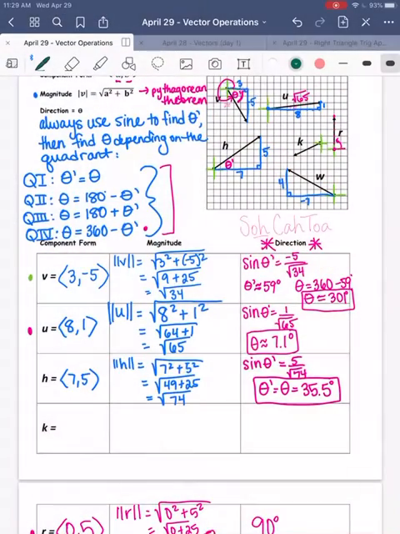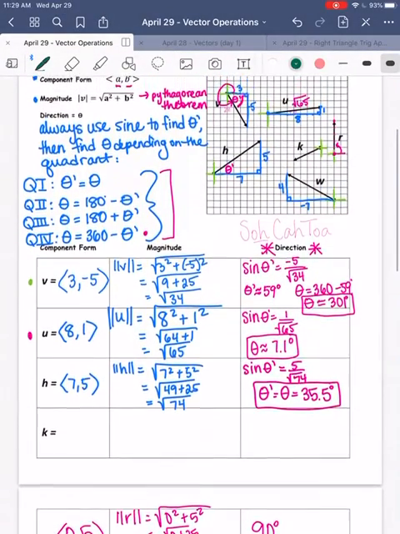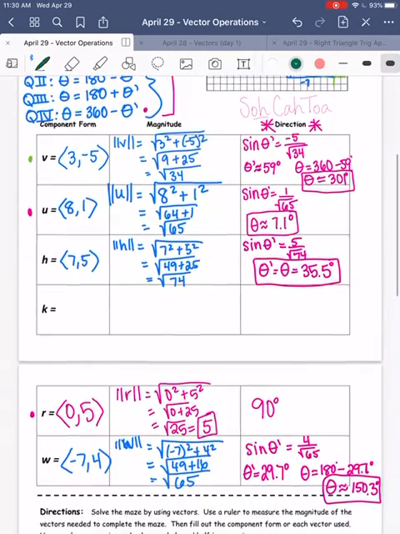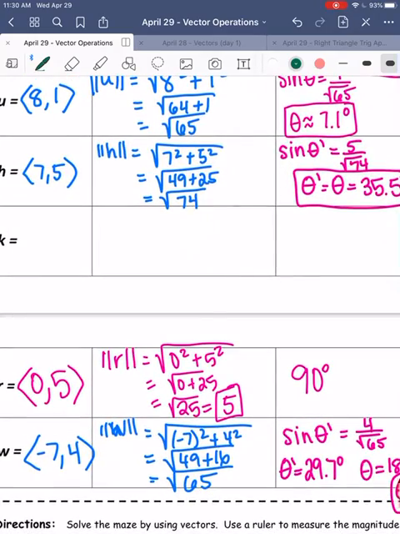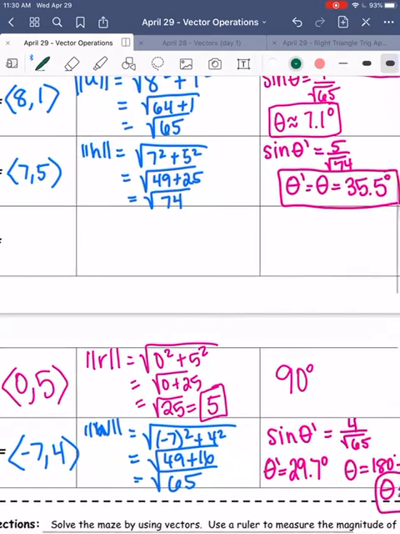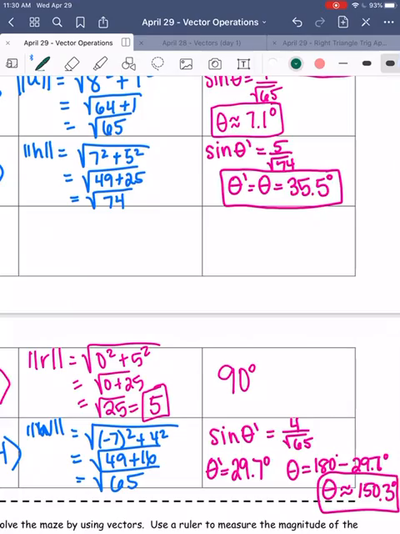Sorry about that. If it were in a different quadrant, we'd have to do a little bit more work, but it is not. Okay? All right, so the same goes for W. So here are the answers for W. The only thing that I saw wrong on a couple of people's is the negatives.